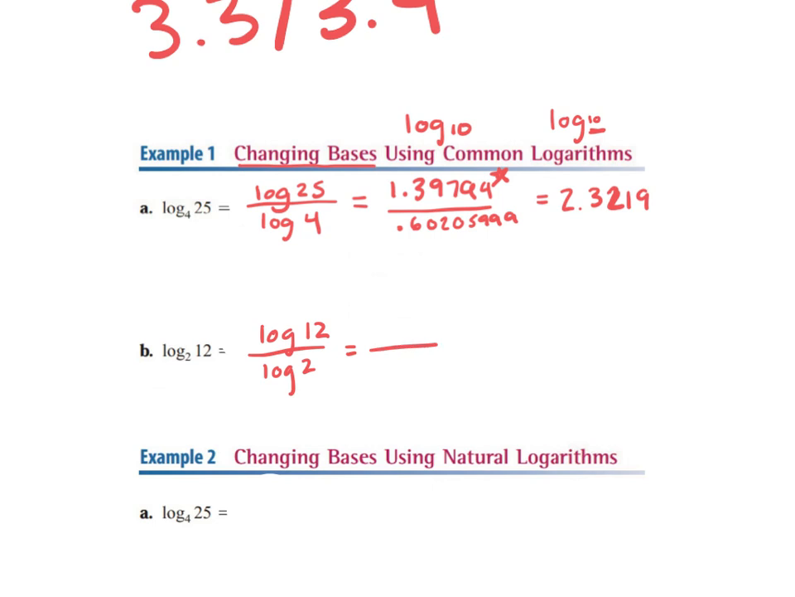So I'm going to do log of 2 first in the calculator. So this is 0.3010299, and then log of 12 is 1.0791812, and then just divide the two of these. And this is 3.5849.